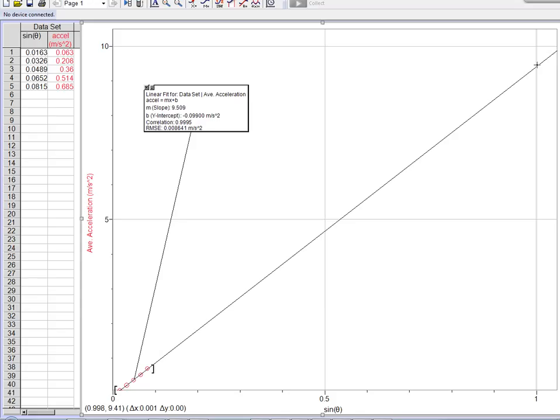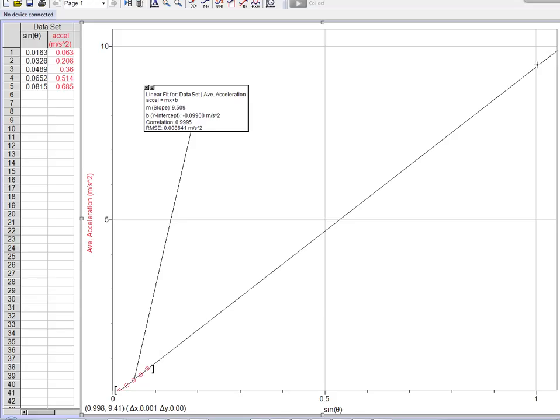9.8, right? Why do you suppose it would end up being a little bit low? And yours should end up being probably a little bit low. Yeah, there's going to be some friction, right? There's going to be some friction, and the friction is going to be more pronounced when the angle is small, right?